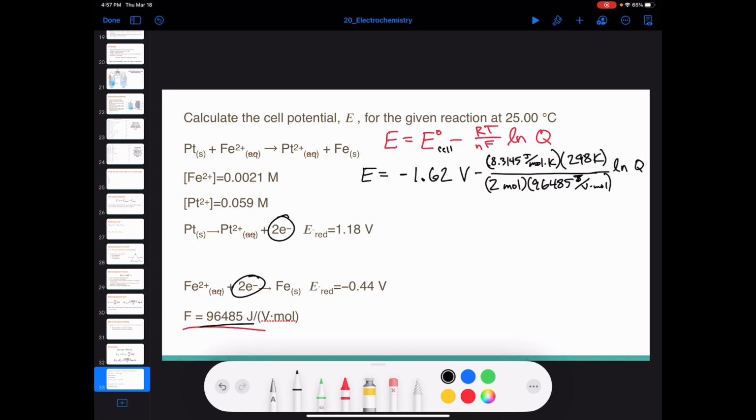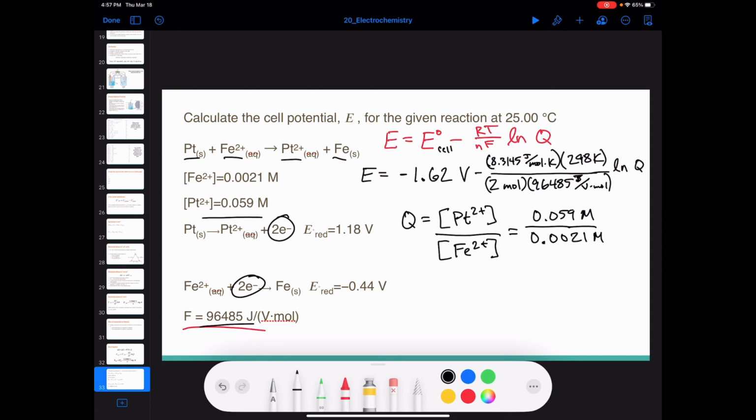So next thing we need to do is figure out what Q is. Well, Q, remember, is equal to products over reactants, right? So products would be here, our platinum concentration. We also have iron, but it's a solid, so that doesn't go in there. We've got platinum that's a solid, so we've got iron 2+ down here. Okay. Let's go ahead and plug in those values. Platinum is 0.059 molar. Doesn't matter because they'll cancel. And then we've got our iron is 0.0021 molar on the bottom.